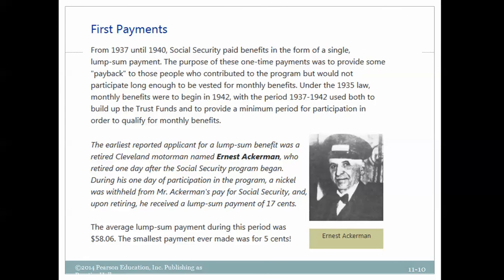So Social Security, let's talk about that for a little bit. Social Security was put into place sometime after the Great Depression.